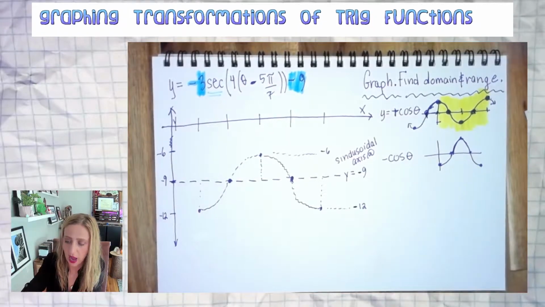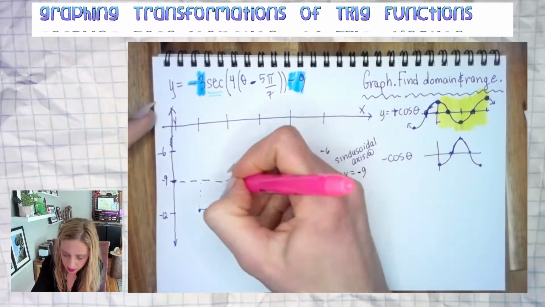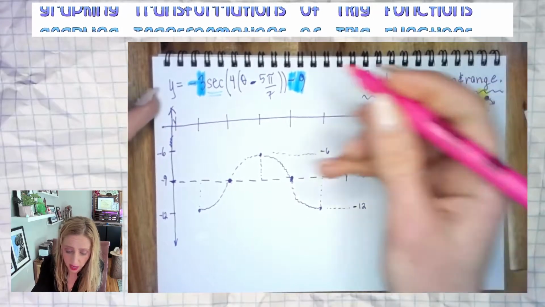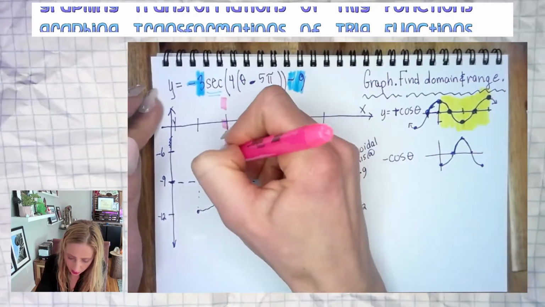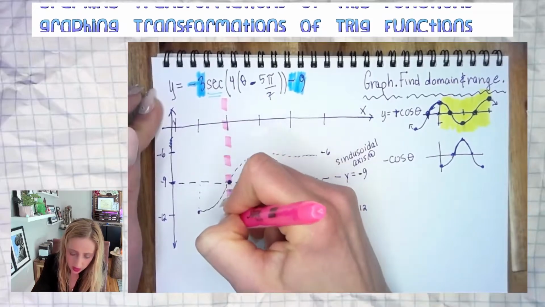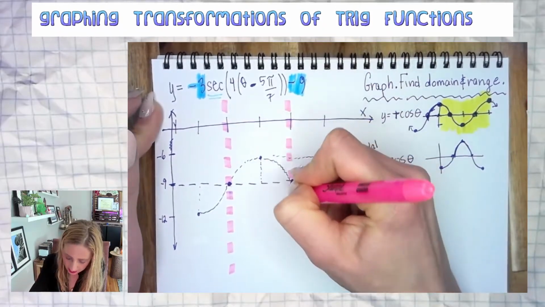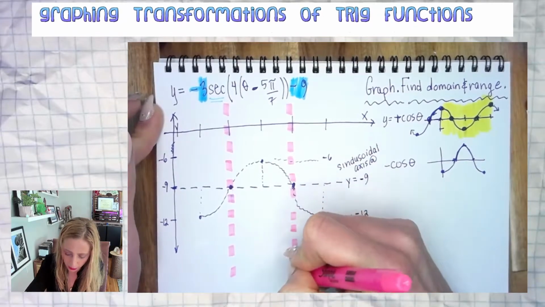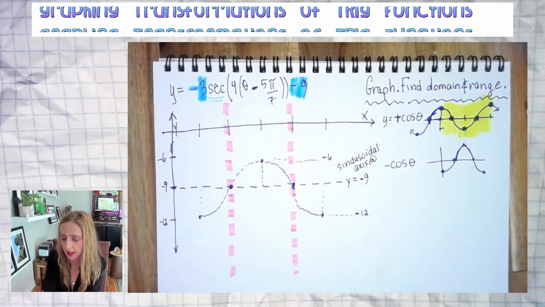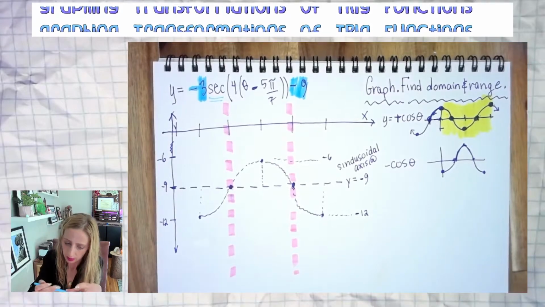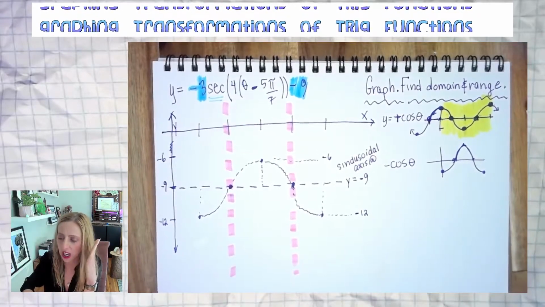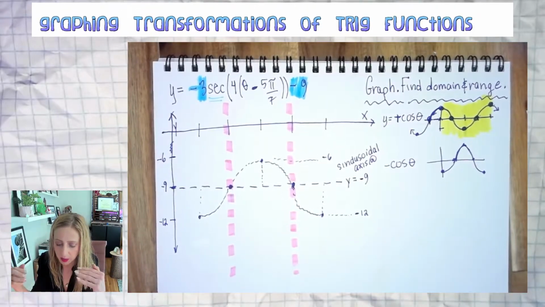Everywhere that your cosine was 0, your secant will be undefined. So that is where you're going to put the vertical asymptotes. Those indicate the places where our graph will be undefined. From that, now another awkward part is actually drawing in these pictures.